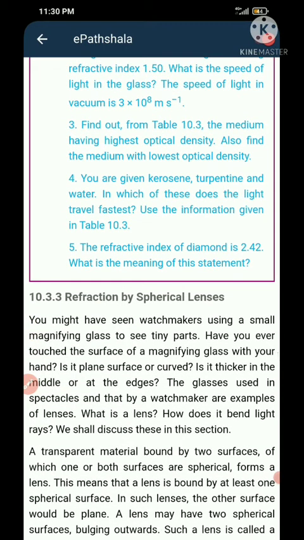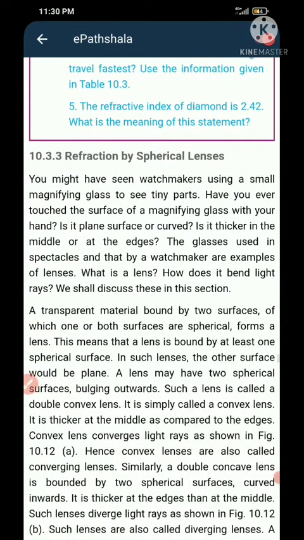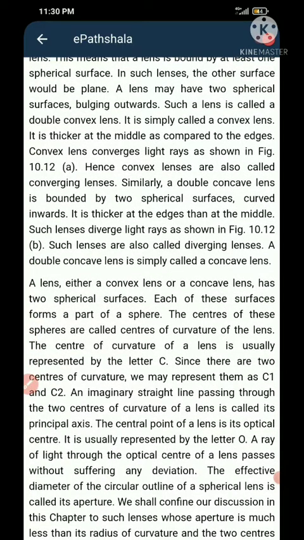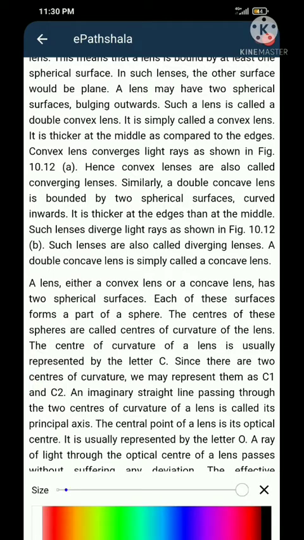Next topic is refraction by spherical lenses. Okay, the same thing happens. Now we are going to understand convex lenses and concave lenses. Generally, convex lenses are converging lenses. It is written here, or not? And concave lenses are diverging lenses. Hence, convex lenses are called converging lenses. Like convex, the outer surface is bulging. Concave is a diverging lens.